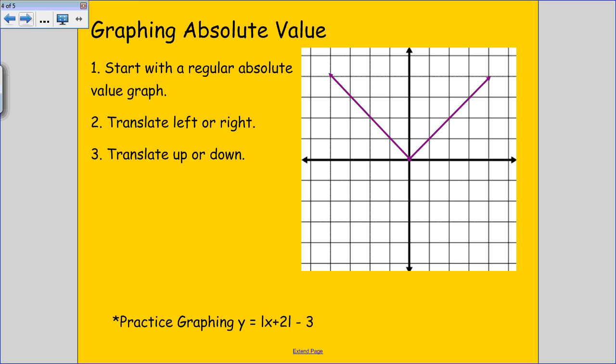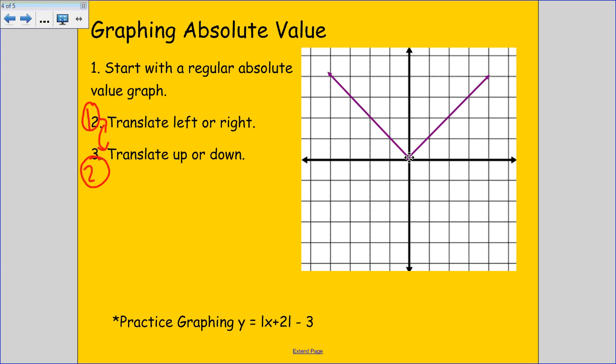All right, we'll just take a look at one more complicated one. When you're graphing absolute value, always start with a regular absolute value graph. So I have provided one here for us based on what we talked about before. And we're just going to manipulate what we have. So when you have it, the first thing you can do is translate to the left or the right. And then you can translate up or down. And it really doesn't matter which of those you do first. That's just the way that I prefer to think about it.